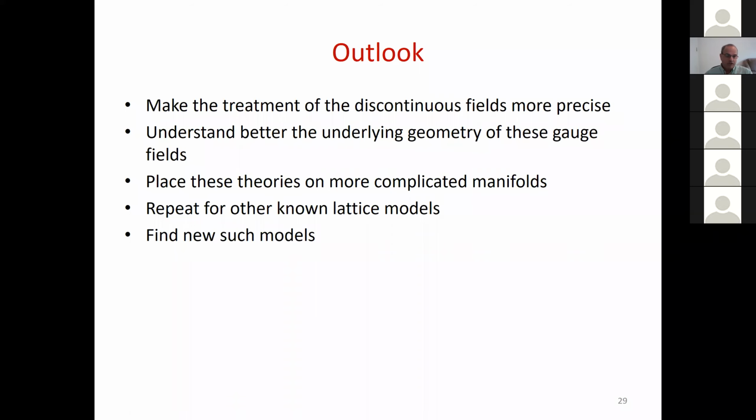And perhaps more interesting would be to find new models that either will be motivated by the continuum treatment or perhaps will not have a lattice version, but will exist in the continuum. So there's a lot that can be done.